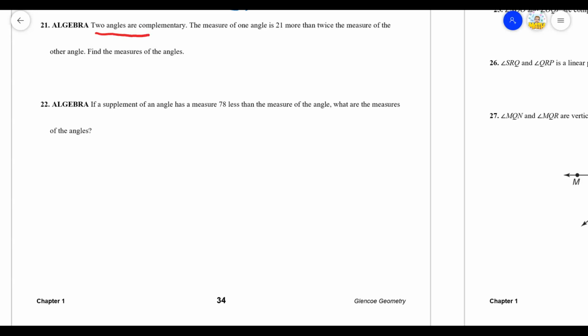All they tell me here is that the two angles are complementary. That means that they add up to 90. So I'm going to make a little table here, hopefully to make this easier to follow. We've got angle 1 and angle 2. There's my two angles. I need to figure out what they are. I know that they add to 90.